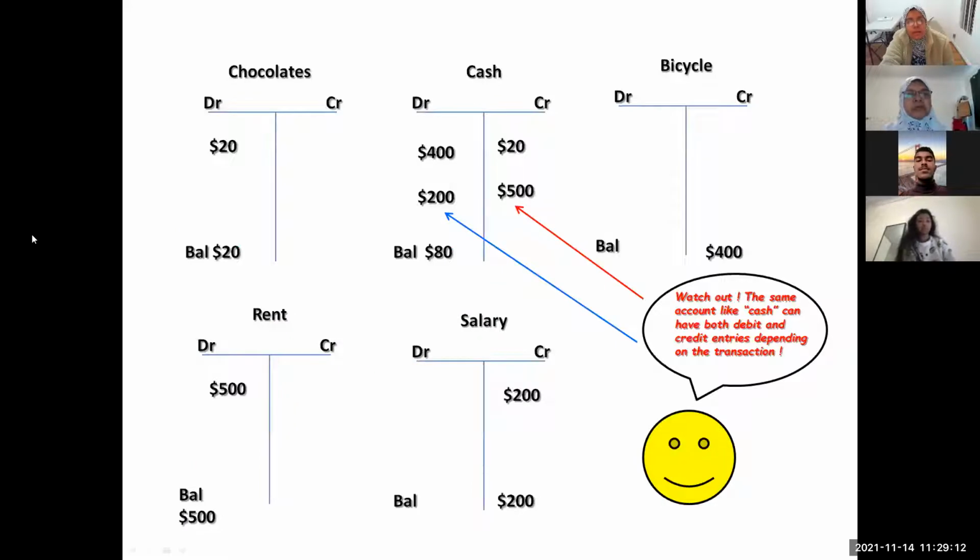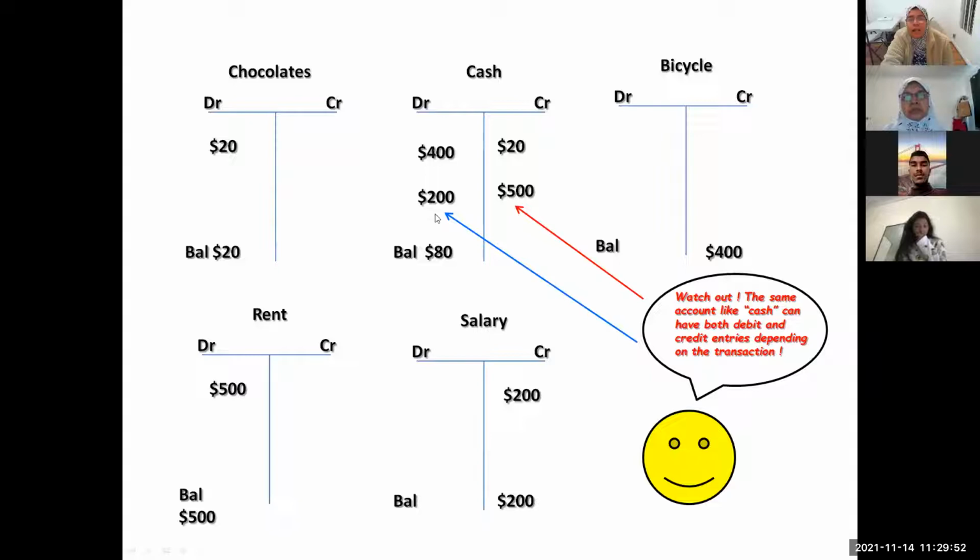Now, you can see that I have recorded the transactions in here. I have created 5 T accounts with these titles: chocolates, cash, bicycle, rent, salary. I have put the debit and credit side under each account. In cash, since I have used the cash account for multiple transactions, I have put multiple entries under the cash account, some entries on the debit side where I debited the cash, and some entries on the credit side where I credited the cash.